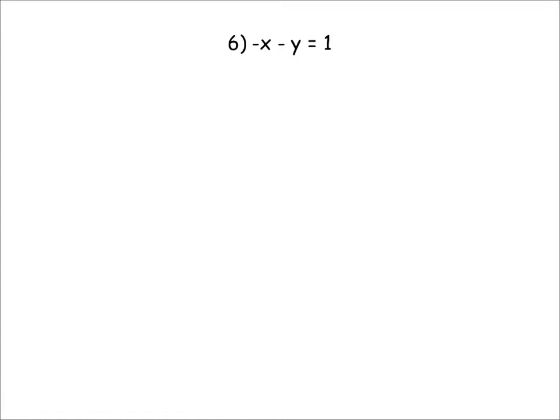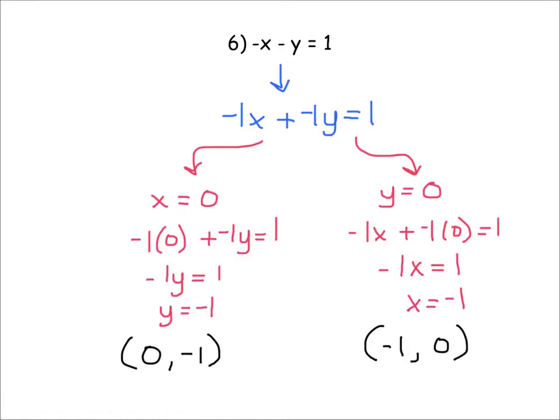All right, go ahead and do number 6 on your own. All right, there is the work for number 6. So you should have had 0, negative 1, and then negative 1, 0.